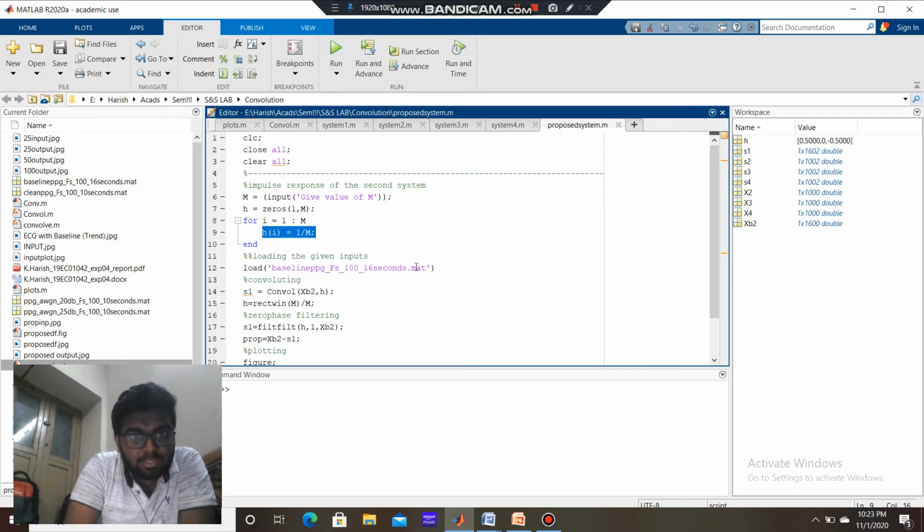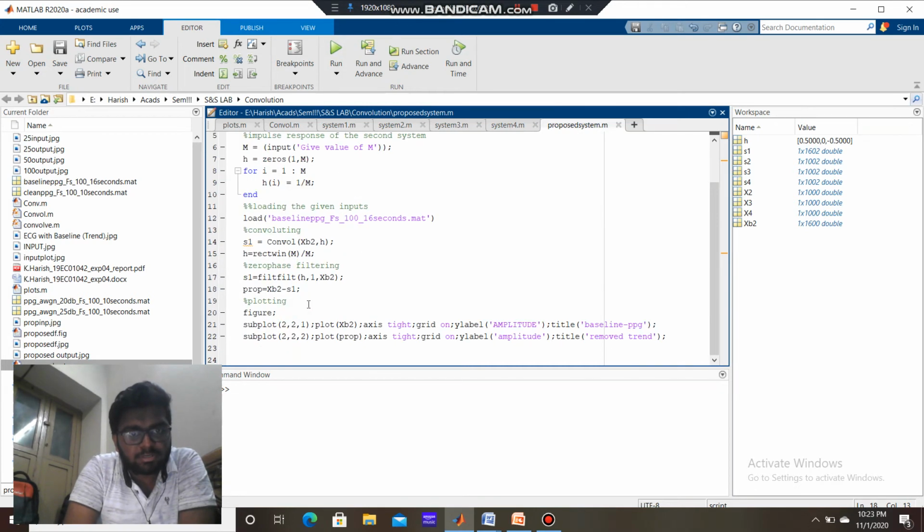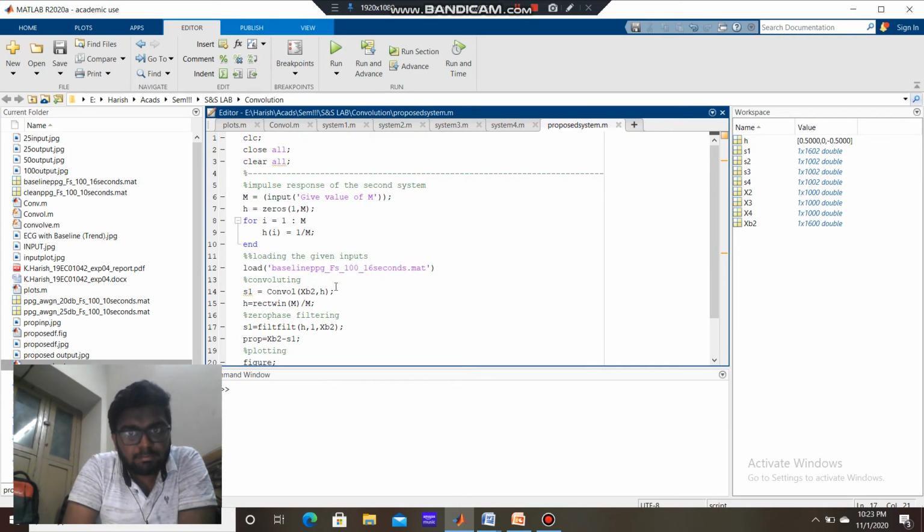Now we are loading the baseline PPG signal, then we convolve the two, and then we subtract the convolved output from the present input, and then we plot the system. This is done because system 2 is a moving average filter and a low pass filter. It allows only low frequency components to pass through it. By subtracting that from the input signal, we can see that the trend is removed. And here we are also doing zero phase filtering, where we pad the zeros.